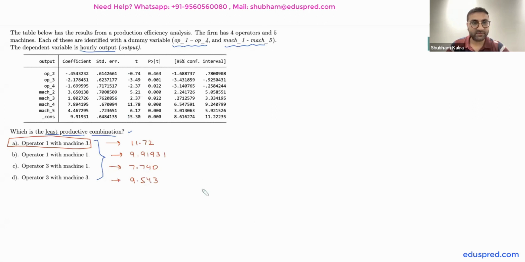As you can see from here, the least productive combination is going to be the one that gives the least estimated hourly output, and that's your path C. The combination of operator 3 with machine 1 is giving you the least estimated hourly output. So this is the least productive combination. That's your answer.